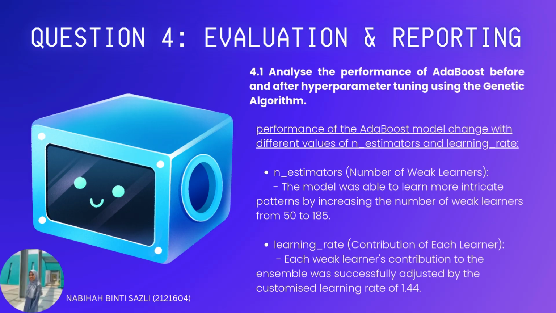Okay, so moving on to the learning rate, or contribution of each learner. Each weak learner's contribution to the ensemble was successfully adjusted by the customized learning rate of 1.44. While a greater learning rate runs the danger of instability, a lower rate could converge too slowly. So this genetic algorithm helped to discover the ideal equilibrium of this model.